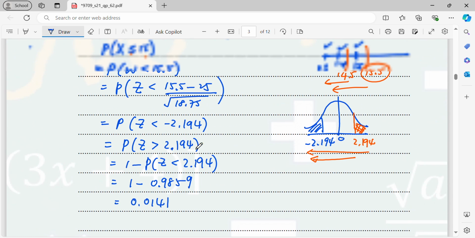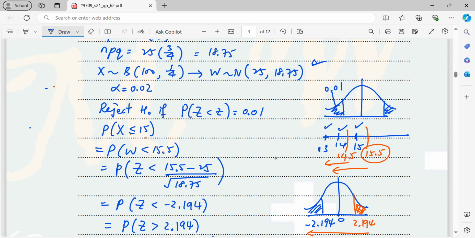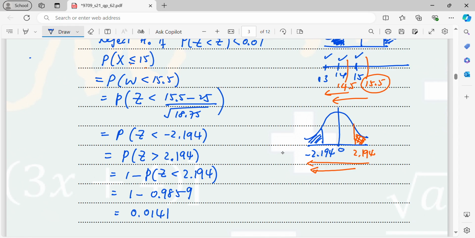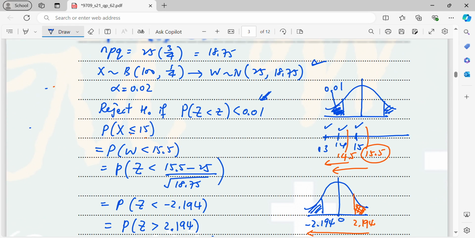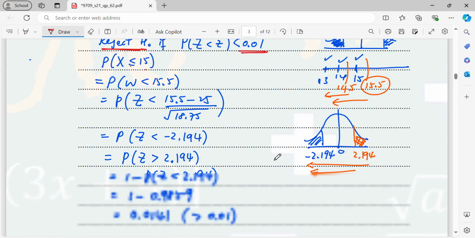Now you compare with the alpha value. Our alpha value is 0.02. Now look at here. Reject H naught if the probability is less than, sorry, this is less than 0.01. We don't consider 0.02, but we consider 0.01 because we are considering the left tail. So then this 0.0141 is greater than 0.01. Going back to the rejection criteria, we reject H naught when it is less, but obviously now it's more.